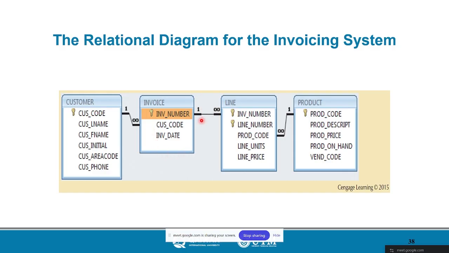And one invoice can have many lines. Now, the line will contain invoice number, line number, product code, line unit and line price. And many lines can have one product. So one product can have many lines and one customer can have many invoices. And of course, the relationship between invoices and lines would be one to many.